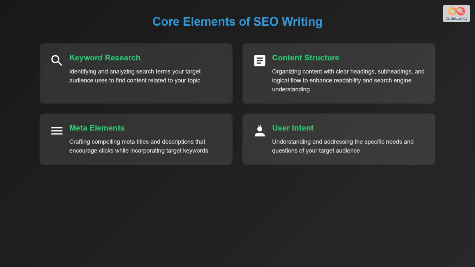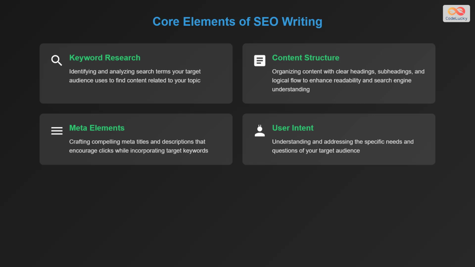The core elements of search engine optimization writing are explained here. The first one is keyword research. It involves identifying and analyzing search terms that your target audience uses to find content related to your topic.